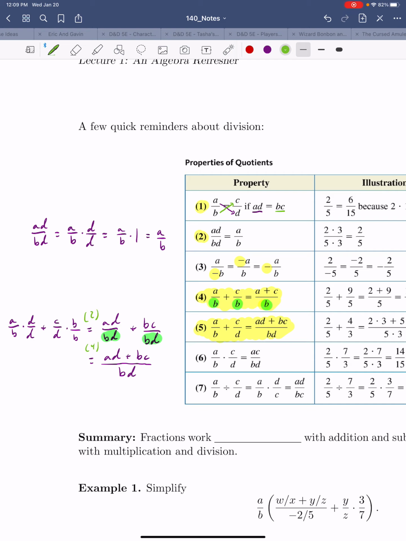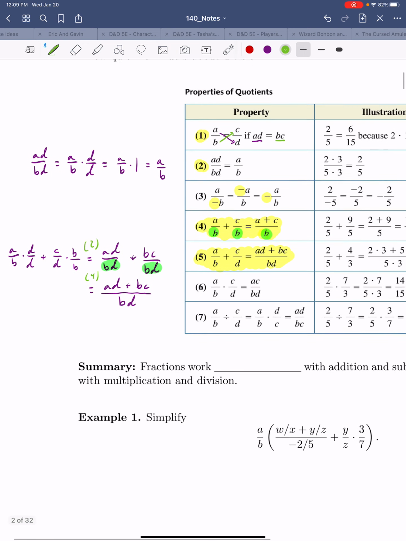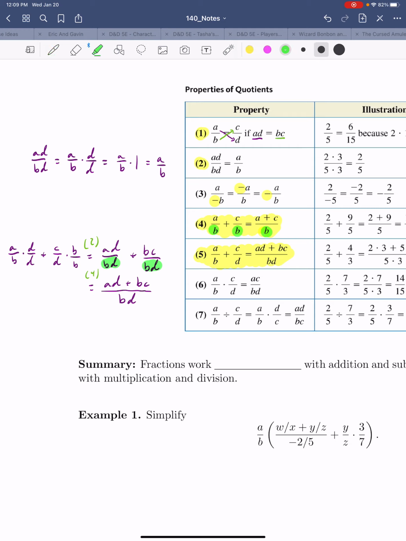So again, the thing to come away with is that fractions are not the best with addition, because you have to do this common denominator stuff if your denominators don't match up. On the other hand, fractions work beautifully with multiplication and similarly with division. For multiplication, you just multiply straight through. Now with division, just be a little careful. You're multiplying by the reciprocal. So make sure to flip that number over.